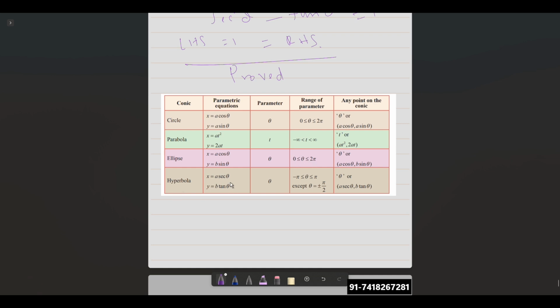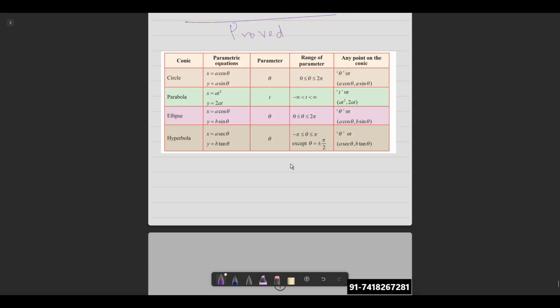For hyperbola, x is equal to a secant theta, y is equal to b tan theta, and your parameter is theta, and this varies between minus pi to pi. This is because at theta equal to pi by 2, your secant theta, which is 1 by cos theta, is 1 by 0. So this becomes infinity, so it's not defined at pi by 2. And also for the y coordinate, b tan theta, there is sine pi by 2 divided by cos pi by 2.